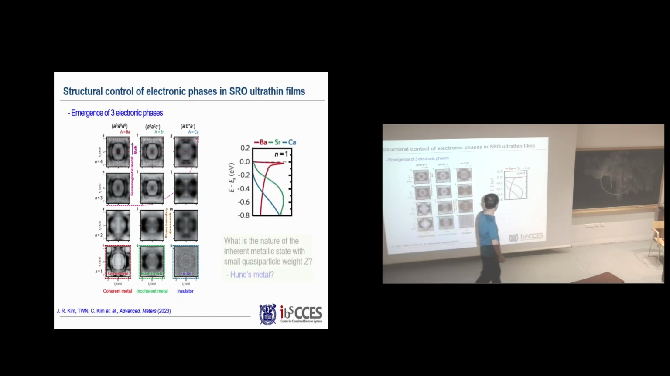And also, this is the density of states. You can see that with the barium, you have a high density of states. Calcium is insulating, barely metallic. So now our question is, does it relate to the orbital degeneracy or the Hund's metal state? That's one of the important issues in transition metal oxides, but not many people address this issue, particularly with experiment. In theory, there are a lot of interesting predictions, but experimentally there are quite few.